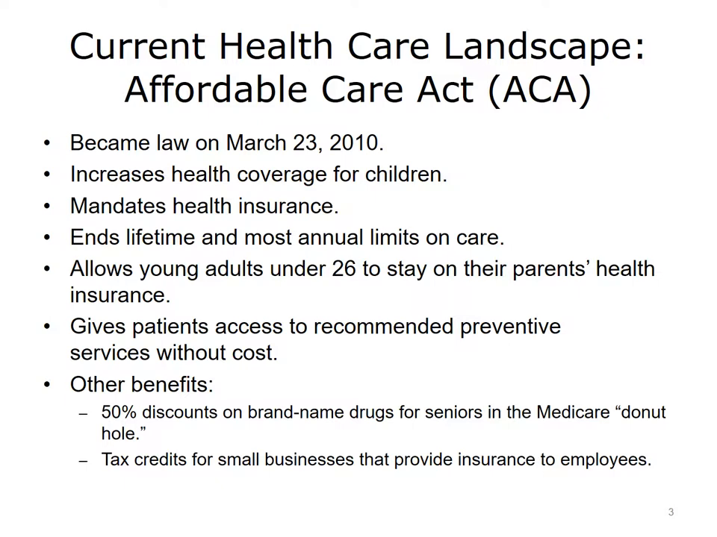Some of these changes include increased health coverage for children, a health insurance mandate, an end to refusal of coverage for pre-existing illness, an end to lifetime and most annual limits on care, allowing young adults under 26 to stay on their parents' health insurance, and giving patients access to recommended preventative services without cost. The Act includes other benefits such as 50% discounts on brand name drugs for seniors in the Medicare donut hole, and tax credits for small businesses that provide insurance to employees.